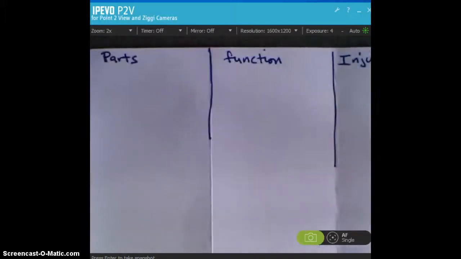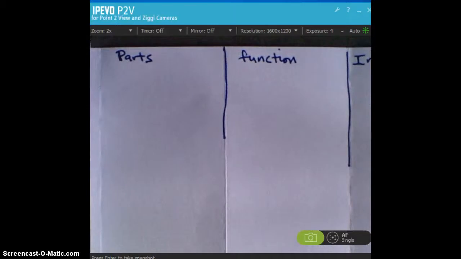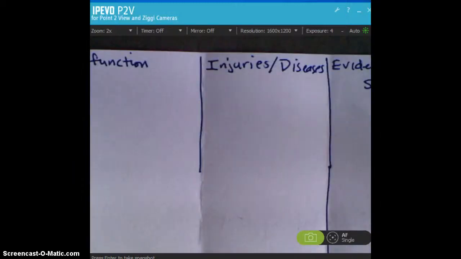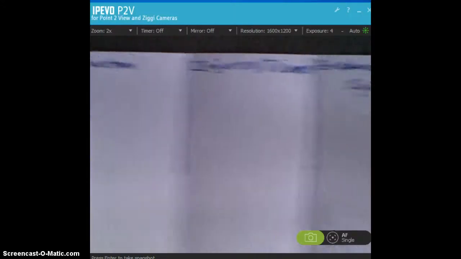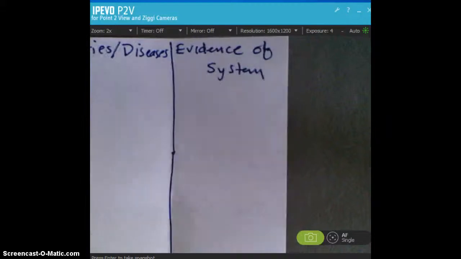Now the first 3 I feel are pretty self-explanatory. What you're going to do is, as you're reading, anything that lists the parts, you're going to write those down and then what their functions are, and then pay attention to the injuries and diseases. Now, I don't want you to just skim through. I want you to actually read through the section, and as you come across this information, that's when you're filling it in. This last one, though, is going to be a little bit trickier.